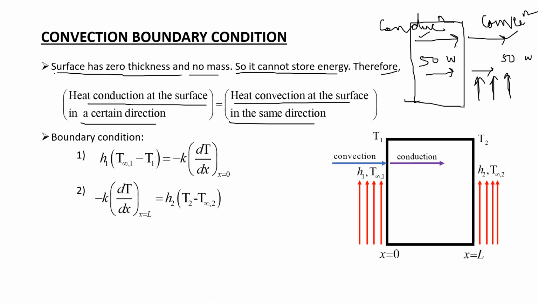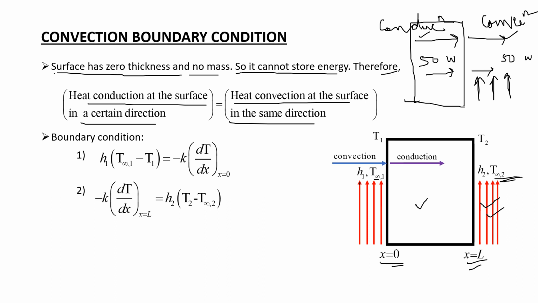Now let's look at the diagram. This is a slab, and the slab has one boundary at x equal to 0 and the other boundary at x equal to L. Before x equal to 0, the fluid streams are flowing, and also after x equal to L there is a fluid stream. At x equal to 0, the fluid has a temperature of T infinity 1, and here the fluid has a temperature of T infinity 2.